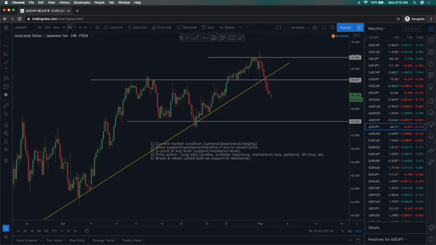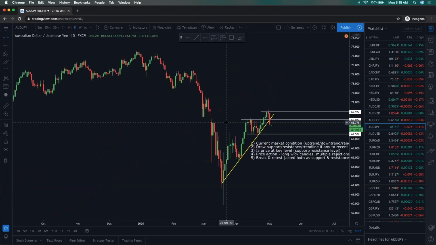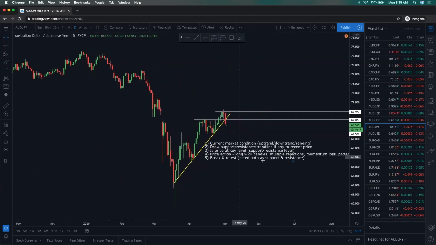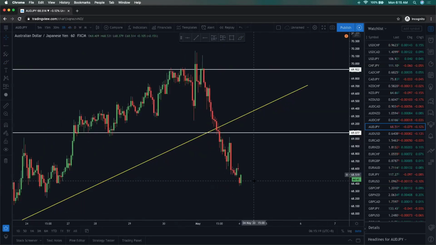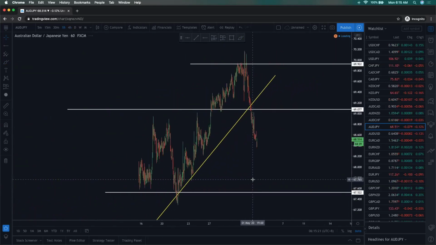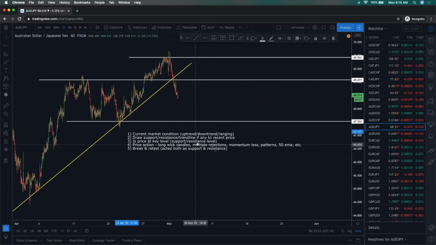Then now we go to the daily. We check the same criteria. We draw our support and resistance, the price action, and so on and so forth. And then we do the same on the 4 hour, and then we do the same on the 1 hour as well.